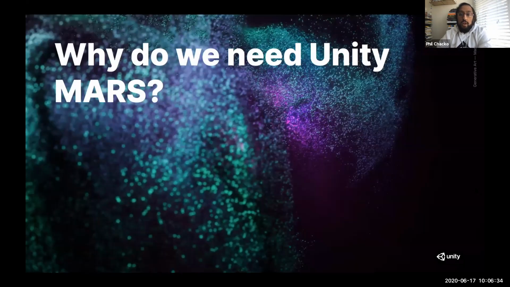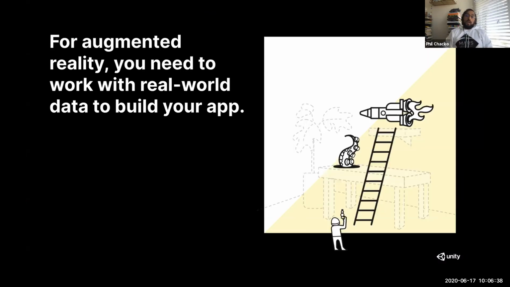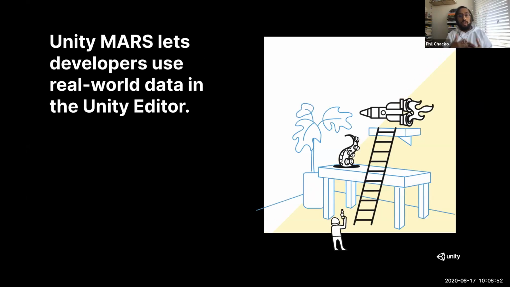So why do we need Unity Mars? What problem are we trying to solve here? For augmented reality, you need to work with real world data to build your app. As you know, that can be quite difficult. The real world introduces a lot of variables that you have to account for when you are developing your application. So what Unity Mars lets you do is use real world data in the editor. And we'll get into what that means.